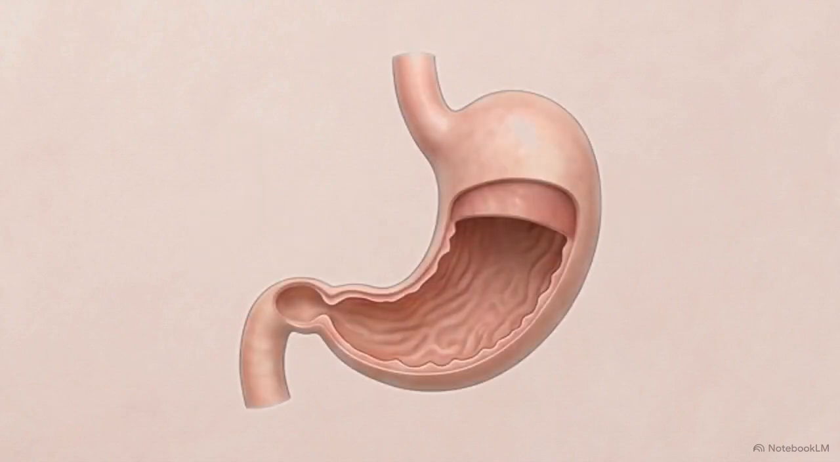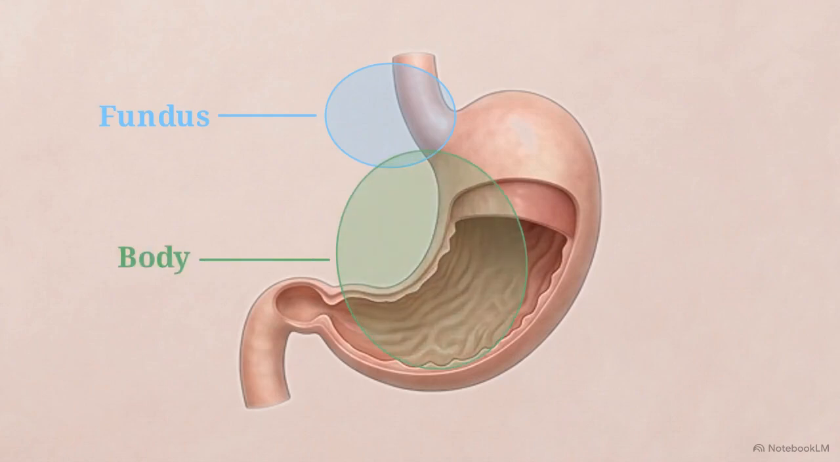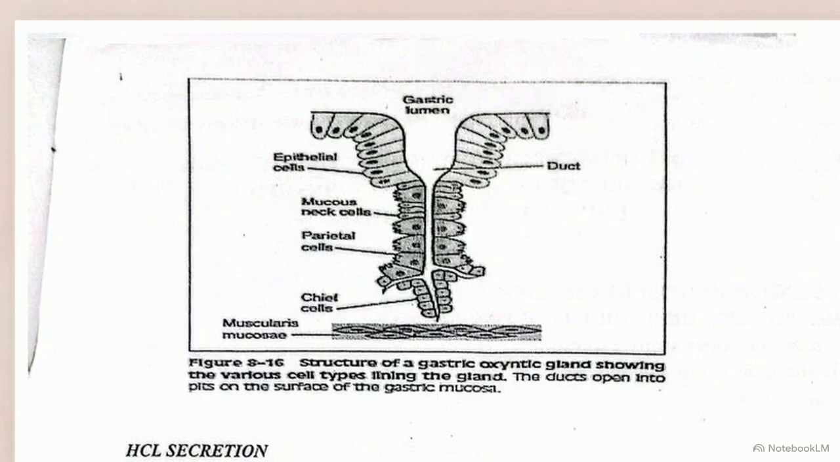Anatomically, the stomach is divided into 3 functional zones: the fundus at the top, the central body, and the distal antrum. This diagram shows a gastric oxyntic gland in the stomach's mucosal lining. Notice the deep pits and distinct epithelial cell layers. In the midsection, parietal cells secrete hydrochloric acid and intrinsic factor. Deeper at the base, chief cells produce the inactive enzyme pepsinogen.